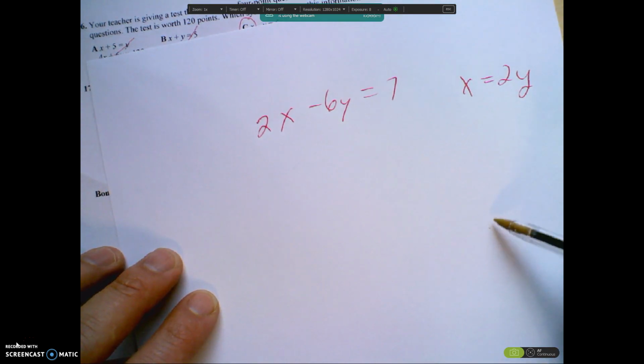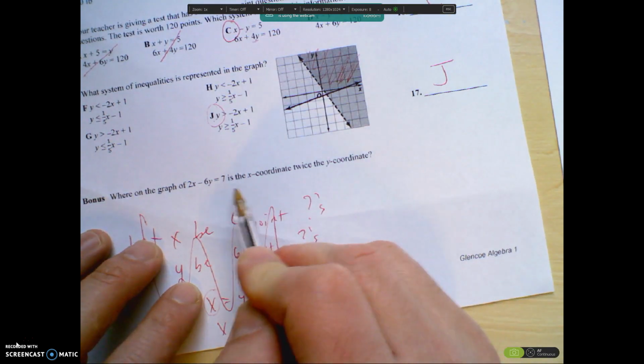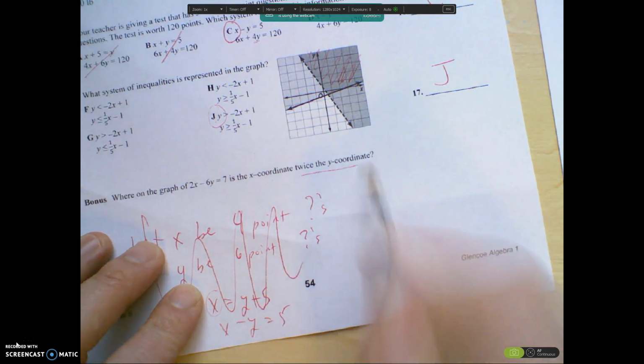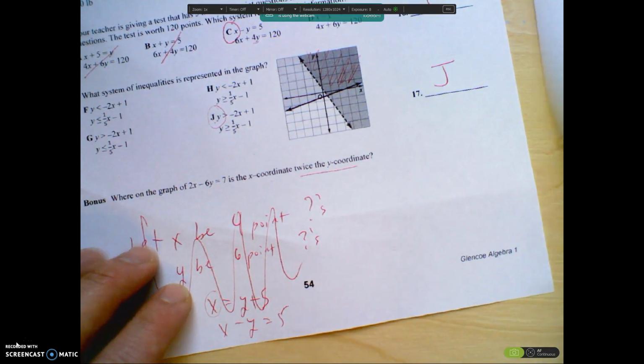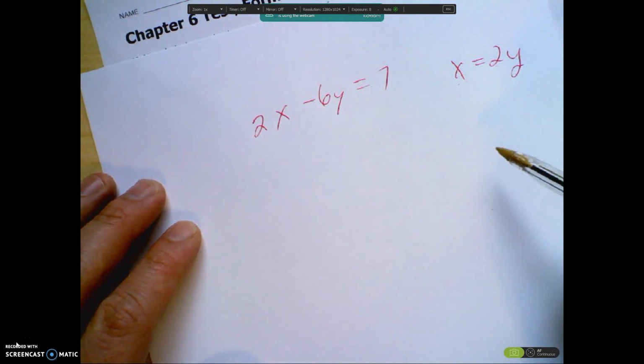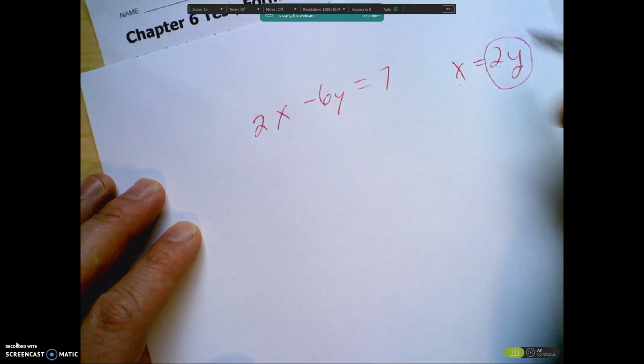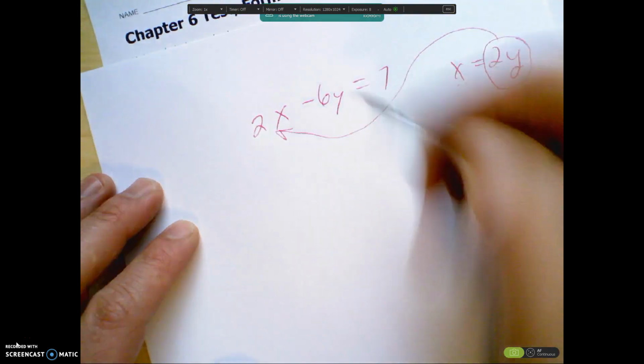These are my two equations. This makes this a system problem. All right, I'm going to read that last sentence one more time. The x coordinate twice the y coordinate. So x is bigger than y. So if I were to multiply the y by 2, I would get x. All right, now this becomes a substitution problem. I'm going to take this guy and I'm going to put him right there.